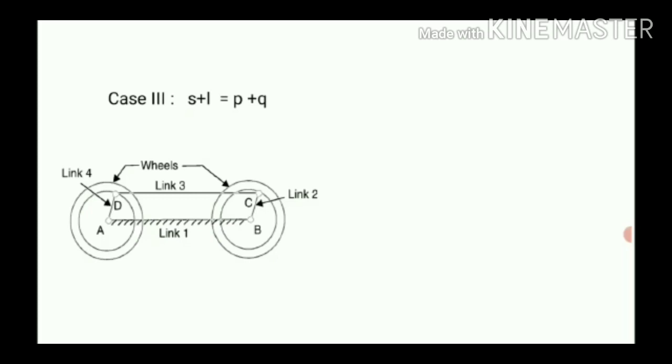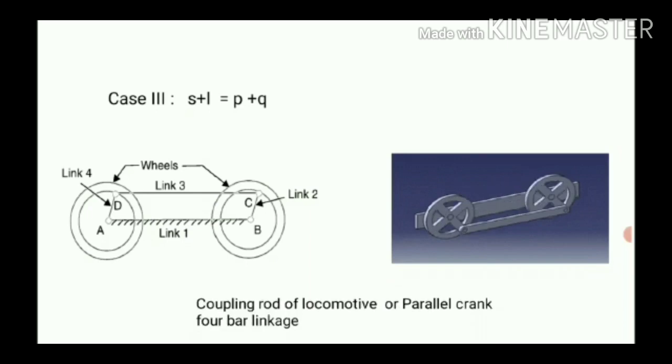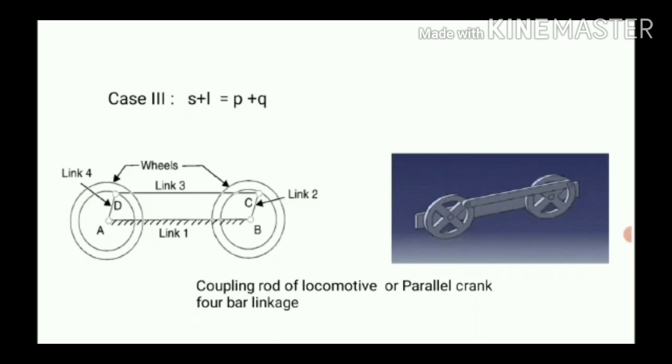So this mechanism is called a double crank mechanism, because here link 2 has rotary motion, and this rotary motion is transmitted to link number 4. The application or example of this is the old locomotive engines, old railway engines. Here we can see the animated figure. Here these are the 2 wheels having rotary motion. Okay. So it is a double crank mechanism. It is also known as the parallel crank 4-bar linkage mechanism or coupling rod of locomotive, old railway engines.